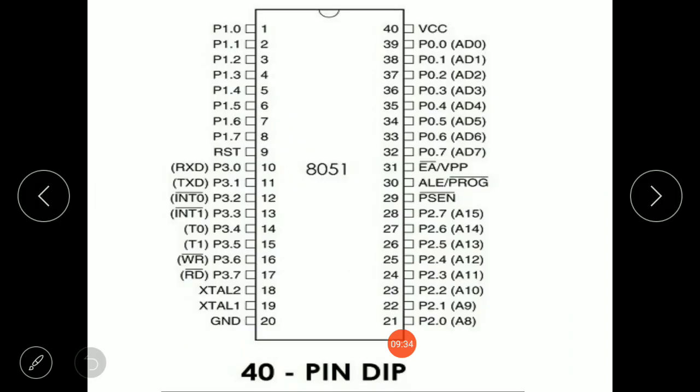Now this was all about the 4 ports, that is port 0, port 1, port 2, port 3 pins. Out of the 40 pins of the 8051 microcontroller, 32 pins are reserved for these ports. I've already discussed these port pins. Now next I'll be discussing the rest of the pins.